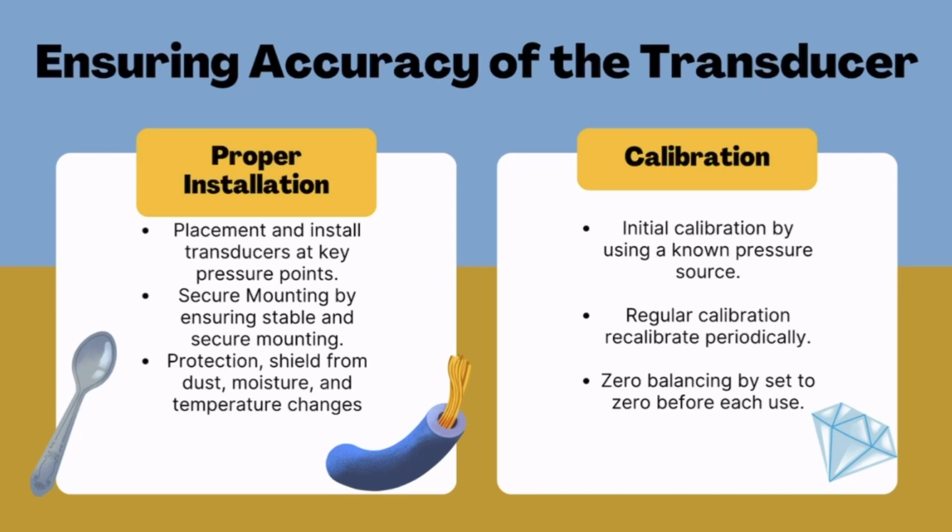Next is calibration. Initial calibration: calibrate using a known pressure source at the steel pipe. Regular calibration: recalibrate periodically. Zero balancing: set to zero before each use.